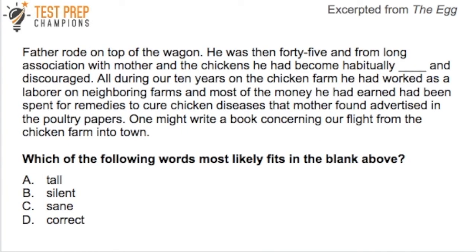Which of the following words most likely fits in the blank above? Is it A, tall? Is it B, silent? Is it C, sane? Or is it D, correct? Now is your chance to pause the video, try to figure this out, and whenever you're ready, we'll go over the answer.